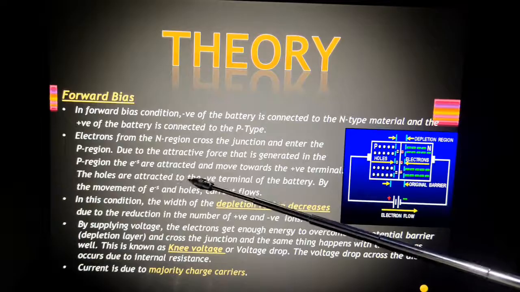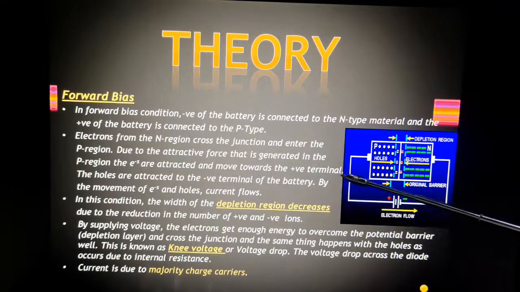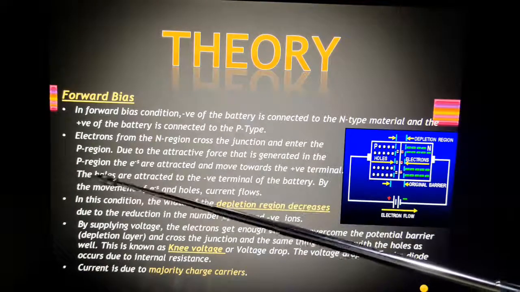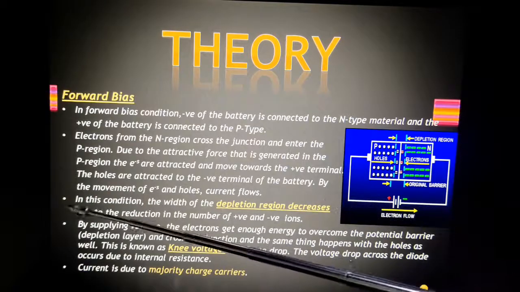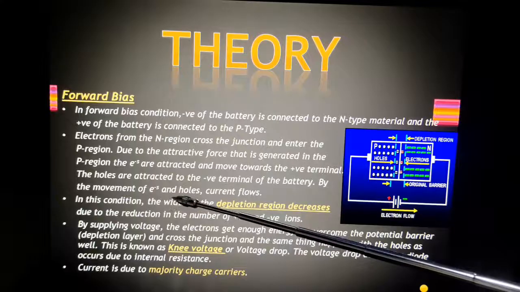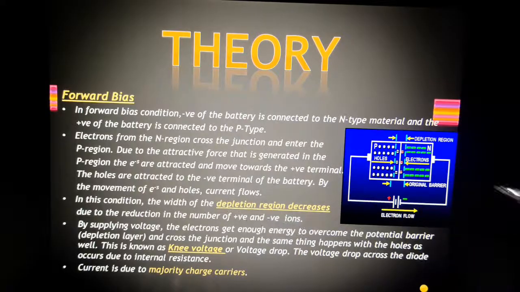The electrons are attracted and move towards the positive terminal. The holes are attracted to the negative terminal of the battery. By the movement of the electrons and holes, current flows. So this is the positive. The electrons will be moving like this and will be attracted towards the P junction, so they cross over into the P junction and move back to complete the circuit.